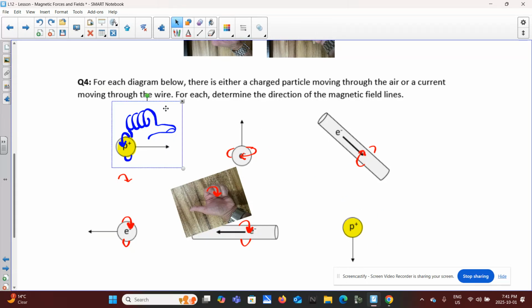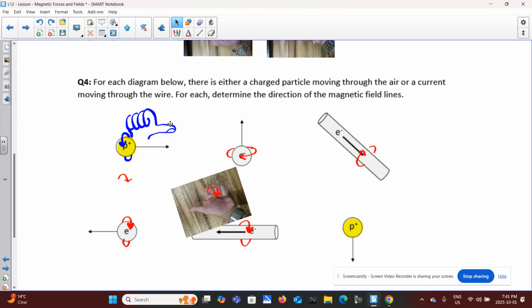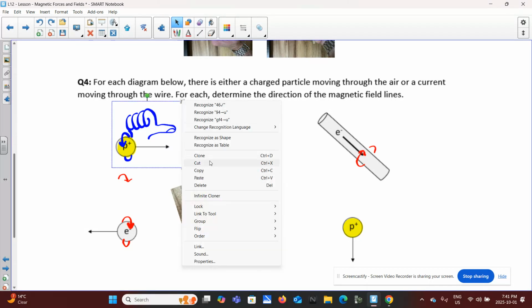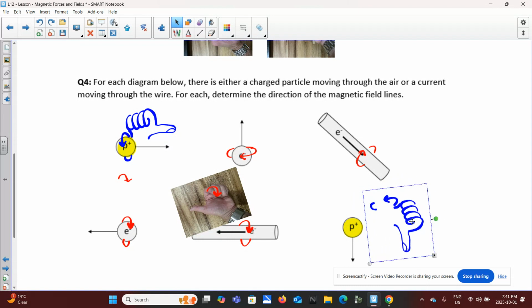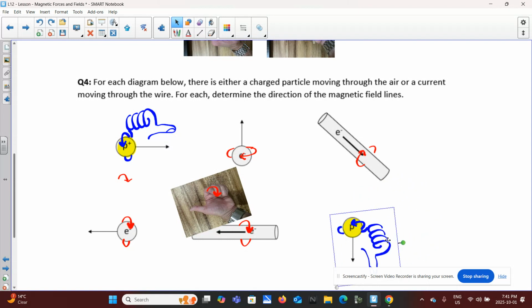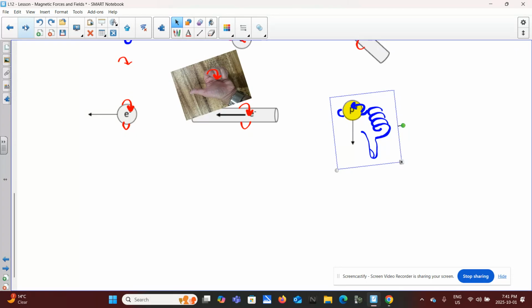Oh my goodness, I'm just going to make my life easy. Clone. Nope, that's not what I want to do. Just this guy. Clone. There we go. Going down. I should get something that looks like that. It's going across the front, around the back. Okay, let's move on.